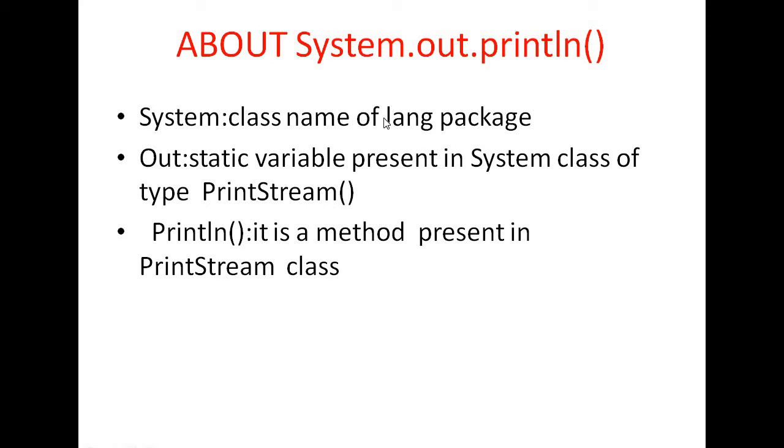Okay. So always remember, System is a class name and out is the static variable of the System class. Since this is a static variable, I can take the help of the class name, System.out. Then what is the println? You can imagine it is nothing but a method because this bracket is present. So it is a method.